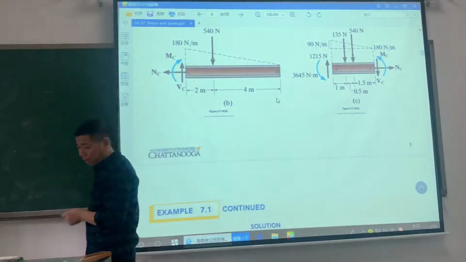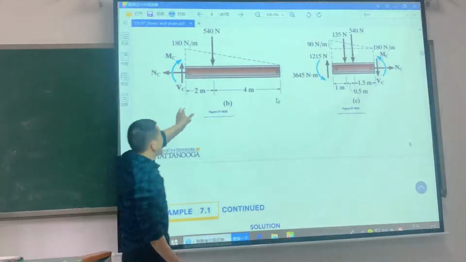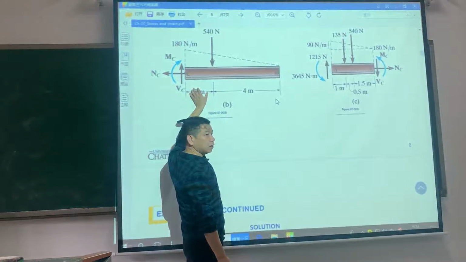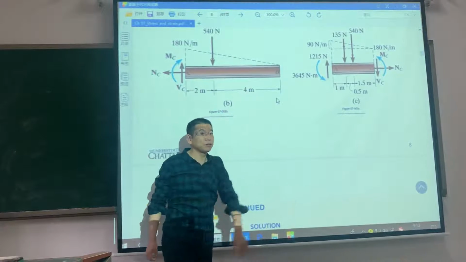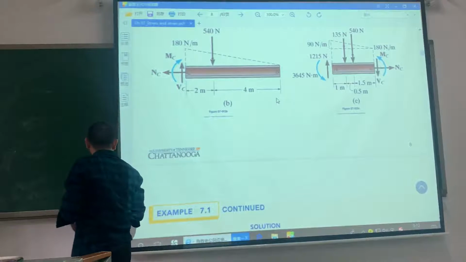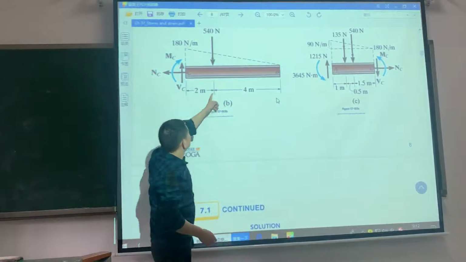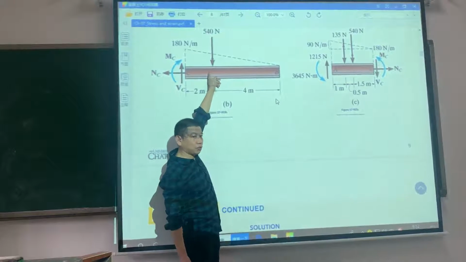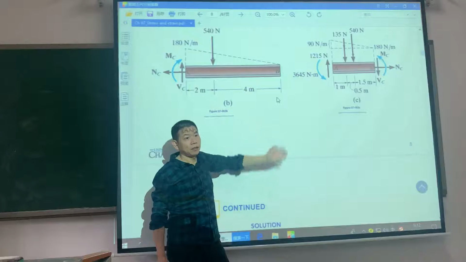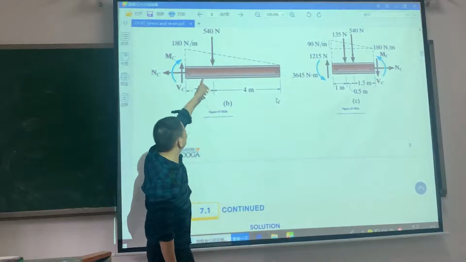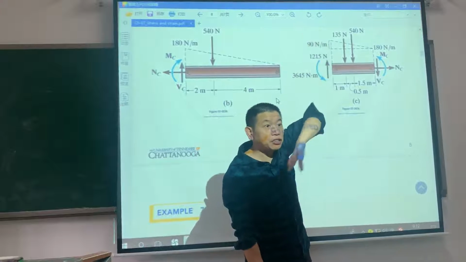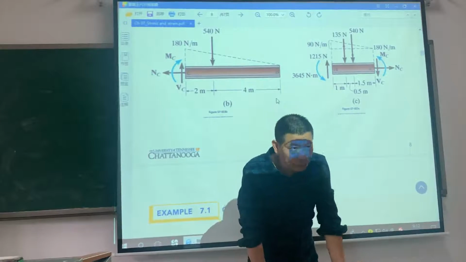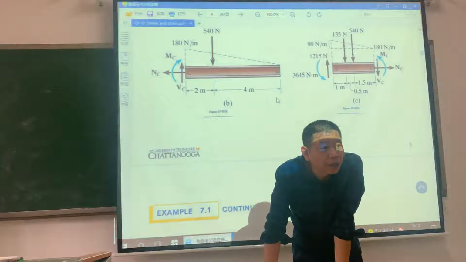Understand? 1 versus 2. Yes or no? So this location is the centroid of the triangle. The magnitude of the force, 540 Newton, is the area of the triangle.